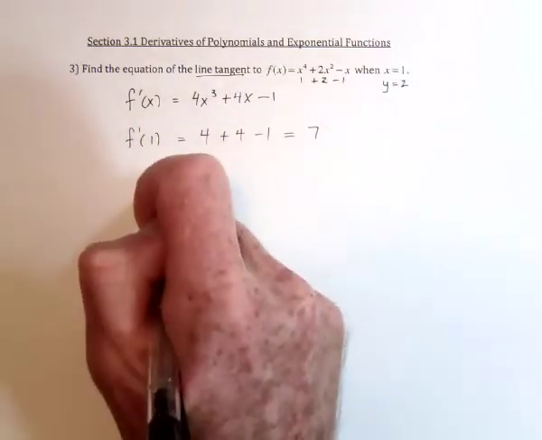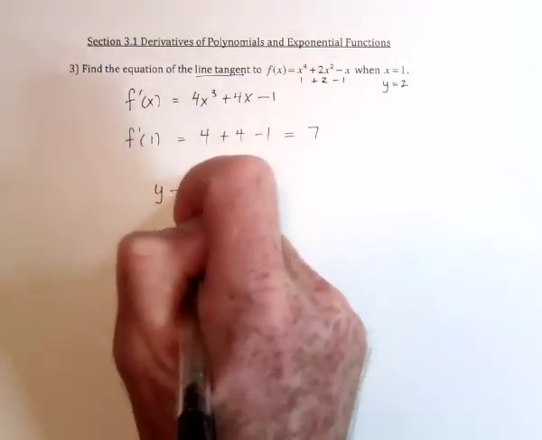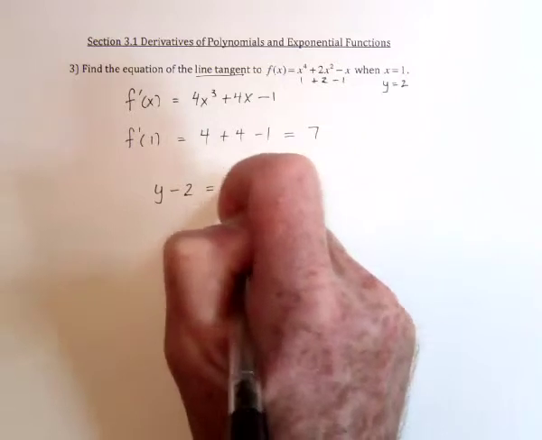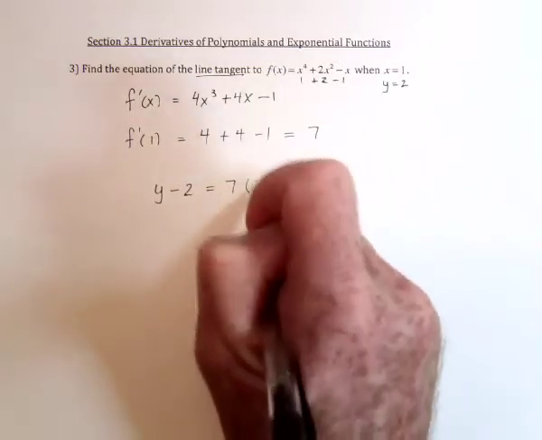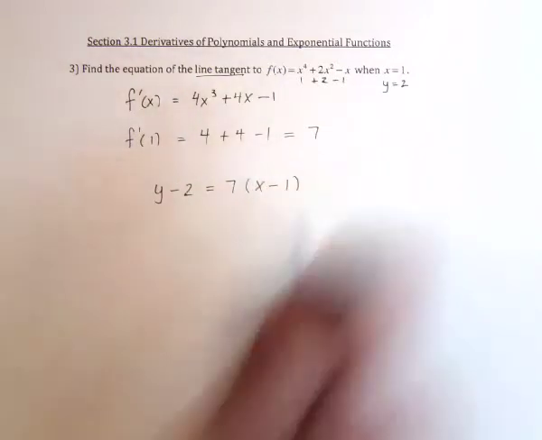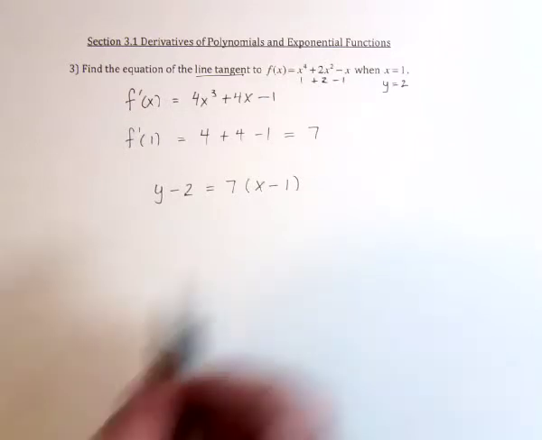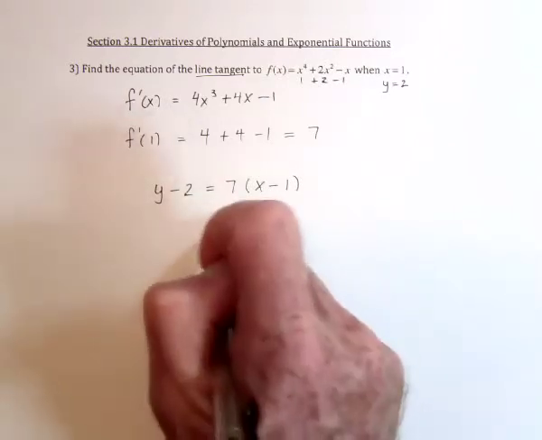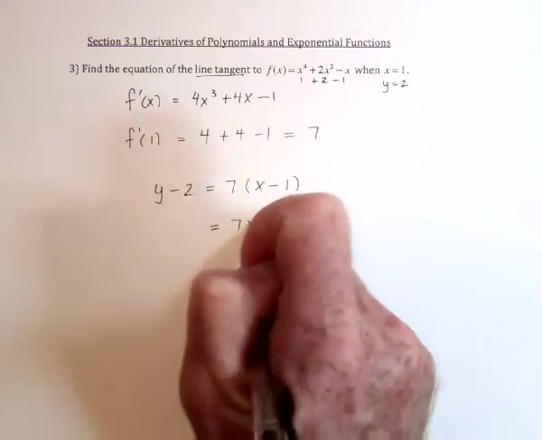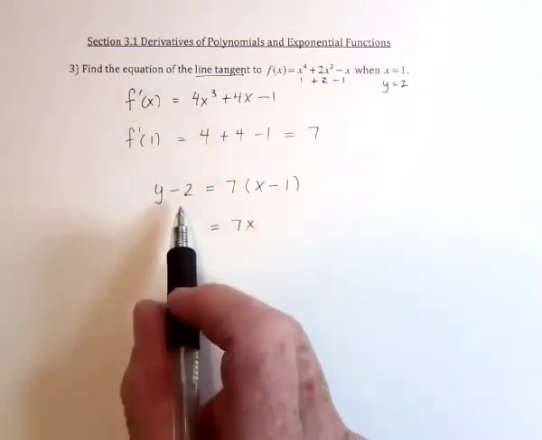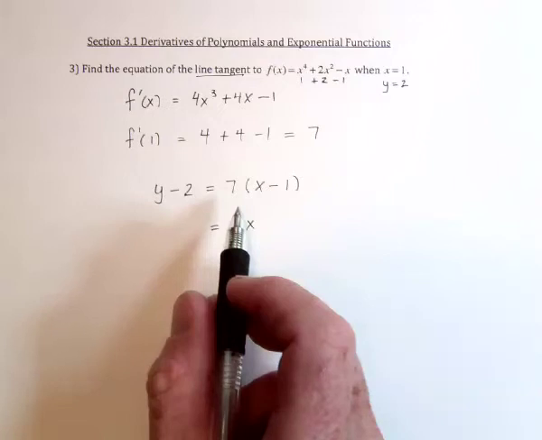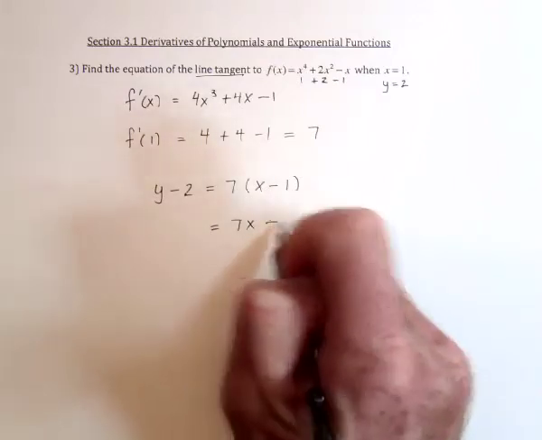So the point slope formula would go y minus the y value equals slope times x minus the x value. Or if you distribute the 7, this is going to be 7x minus 7. And if you add 2 to a negative 7, it's going to be only a negative 5.